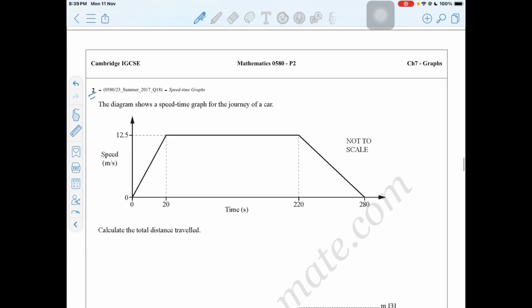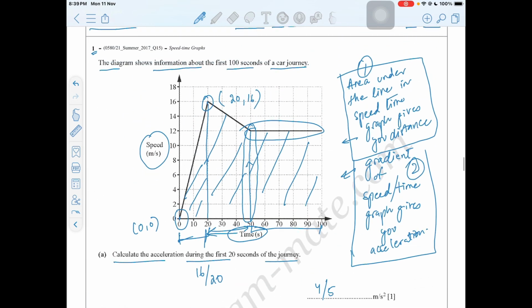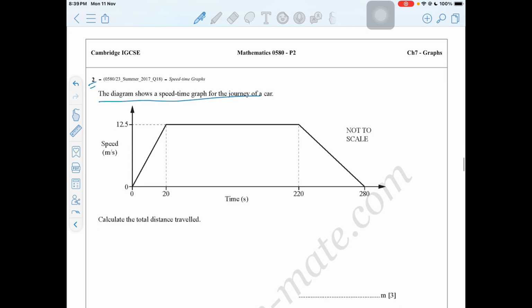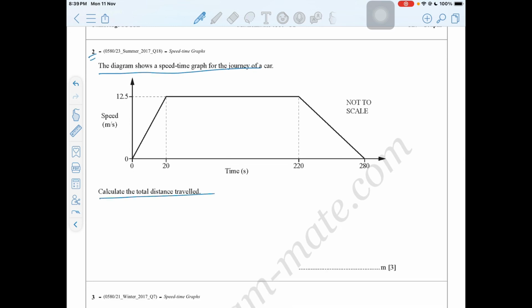Now we have question number 2. The diagram shows a speed time graph for the journey of a car. Please do remember these things, this one and then this one. We'll be using this in the later parts of the video. Calculate the total distance traveled.